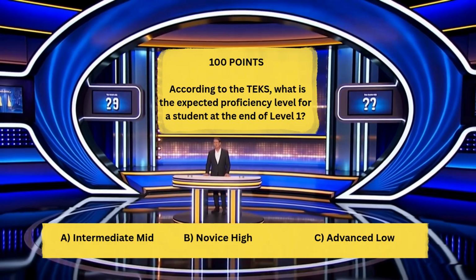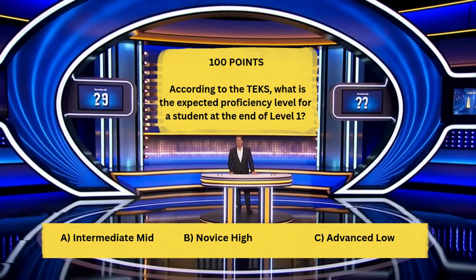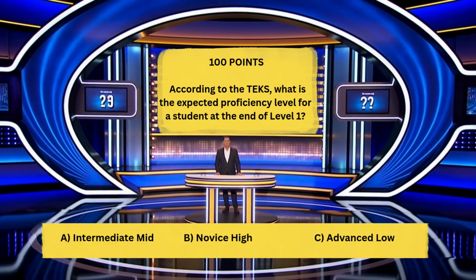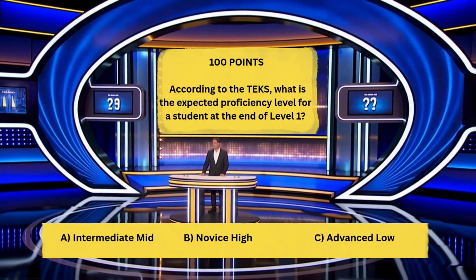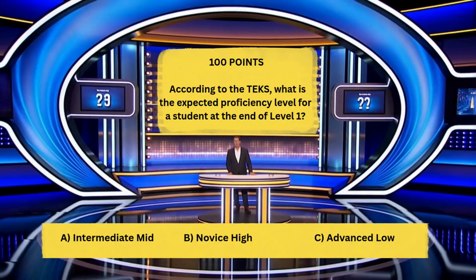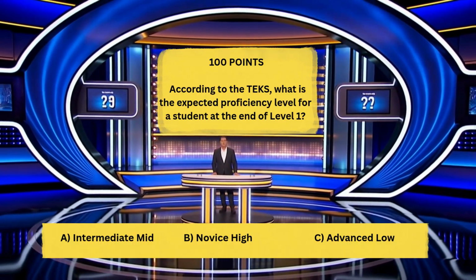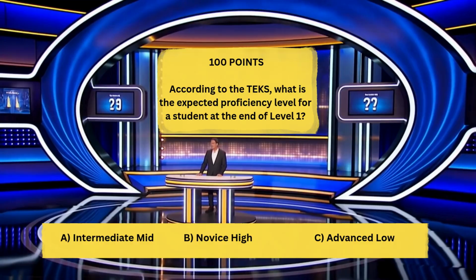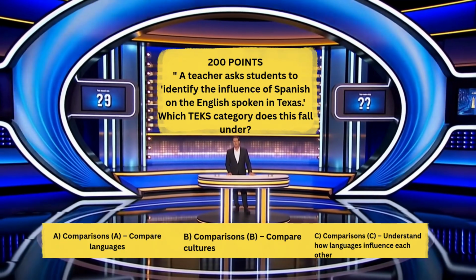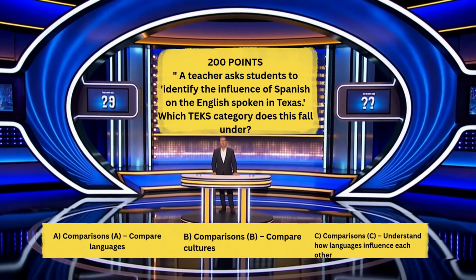Okay, ready for the answer? B, novice high. Novice high means students can handle simple, predictable conversations. If you got it right, give yourself 100 points. Next question for 200 points.